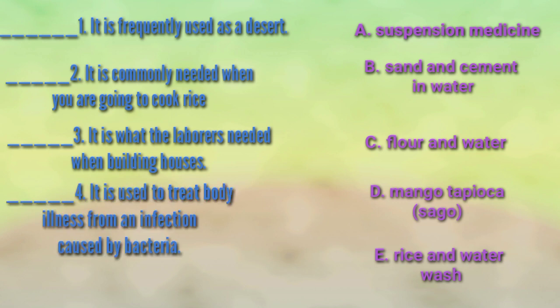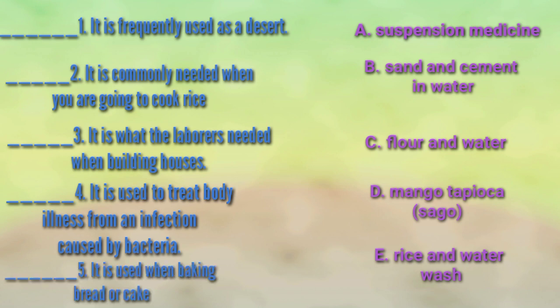4, it is used to treat body illness from an infection caused by bacteria. The correct answer is letter A, suspension medicine. And 5, it is used when baking bread or cake. The correct answer is letter C, flour and water.